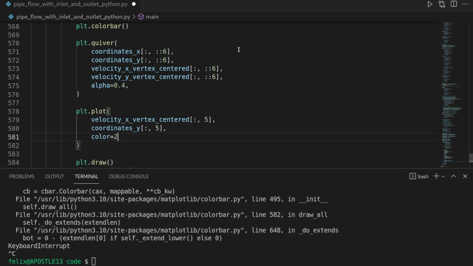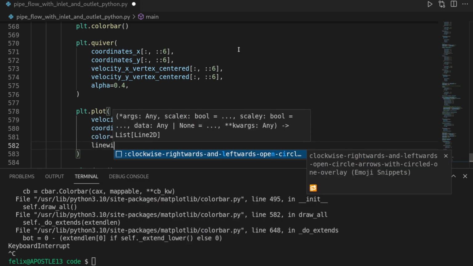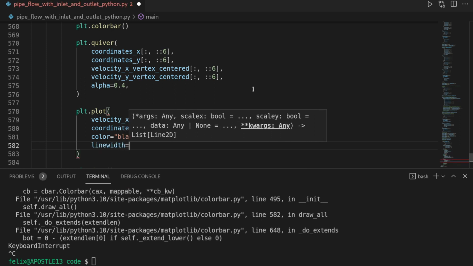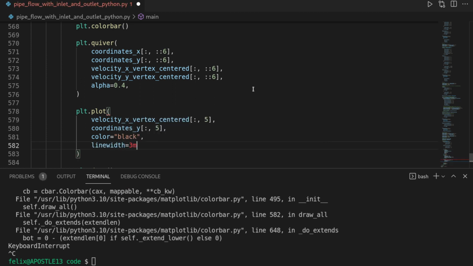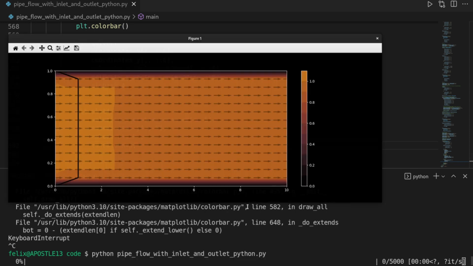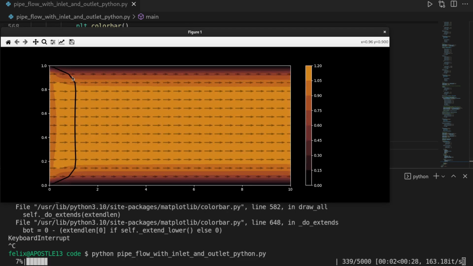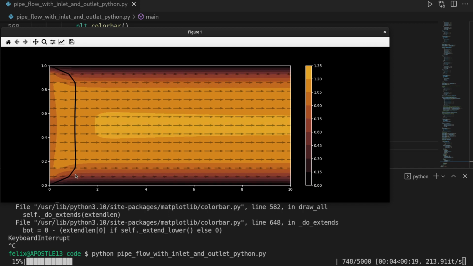I want to use as a color black, and I want to do a line width of 3. Let me put that here. And then let's run it again. And here we see our flow profile, and we see that it's not a parabolic shape.